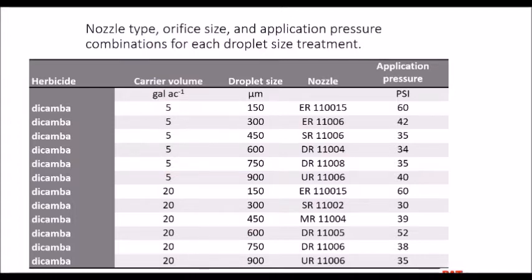And this next slide shows you the combinations that we used to get the same treatments for a dicamba tank mix. Now, I do want to point out that for both the glufosinate and the dicamba, we did not use any spray adjuvants, knowing that those spray adjuvants would affect the droplet size for those applications.